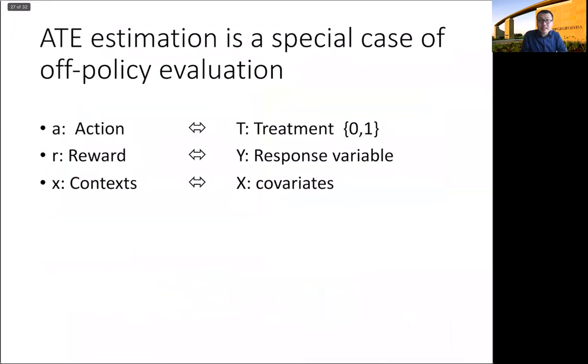This is closely related to the problem that statisticians and econometricians have considered in the causal inference world, and it is mathematically equivalent to the average treatment effect estimation. And to map the semantics out, the actions correspond to choosing treatment 0 or treatment 1, the reward is a response variable, and the context is just a covariate of the patient and the particular disease. Okay.